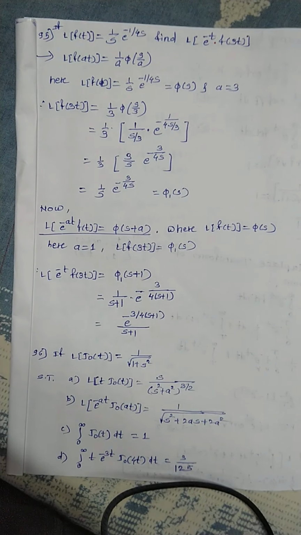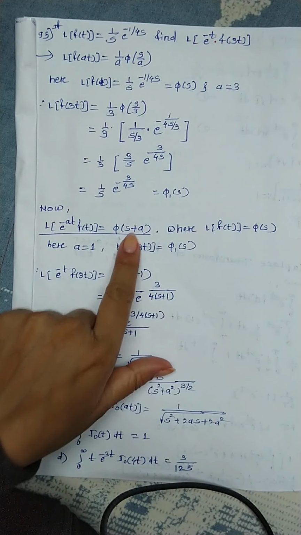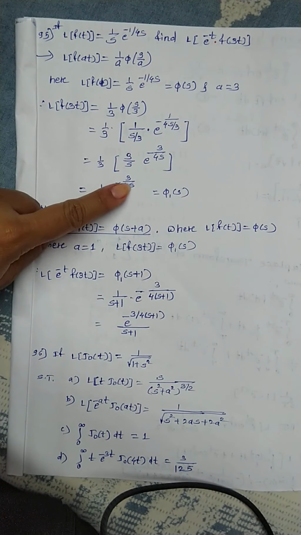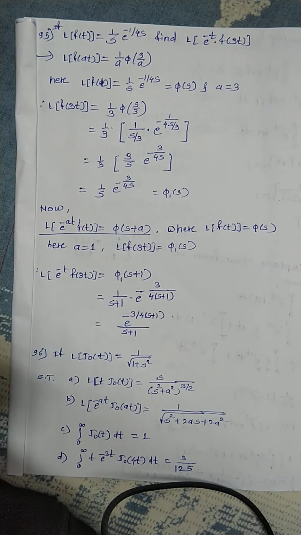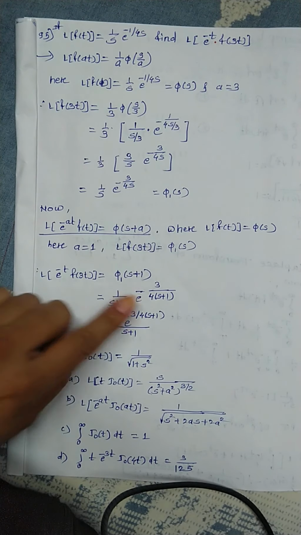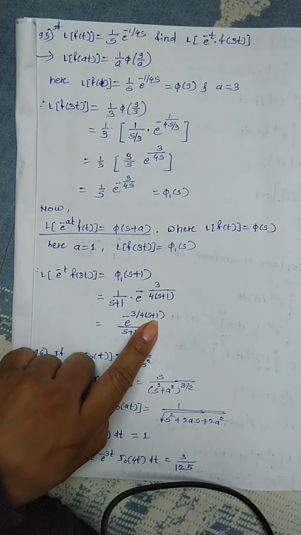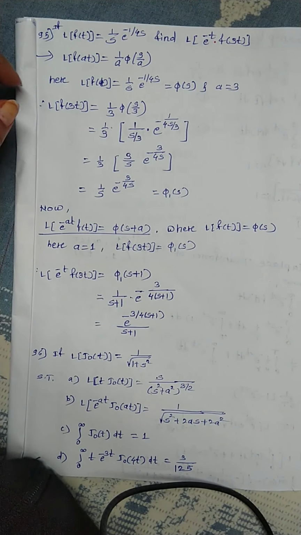Now what is phi 1 of s plus 1? Just replace s by s plus 1 everywhere in phi 1 of s. Here s plus 1 and here s plus 1. Rest of everything is same. There is no calculation here. e raised to minus 3 upon 4 into s plus 1, upon this s plus 1, is our answer.